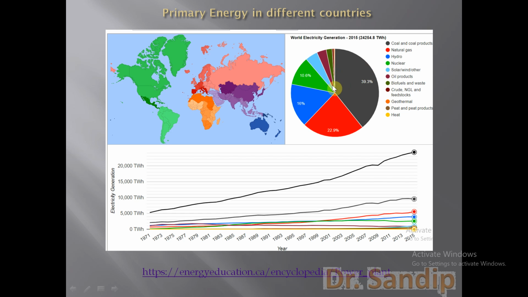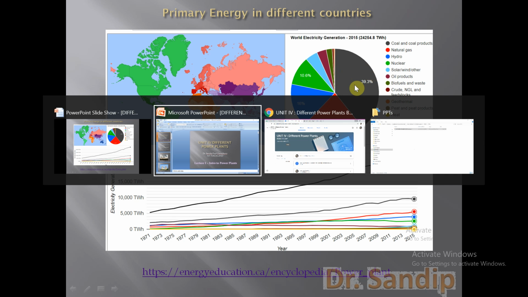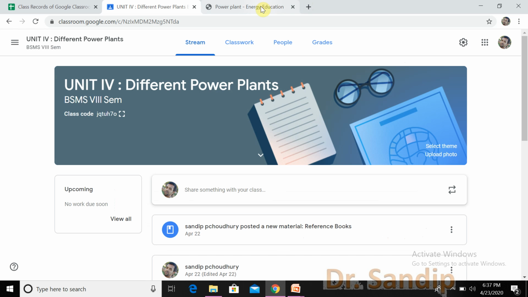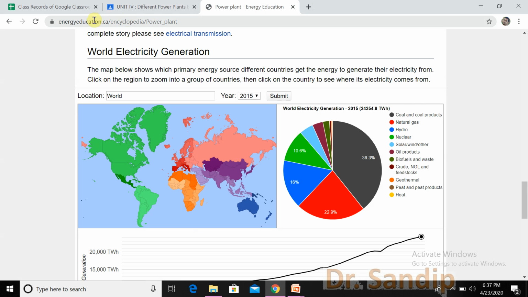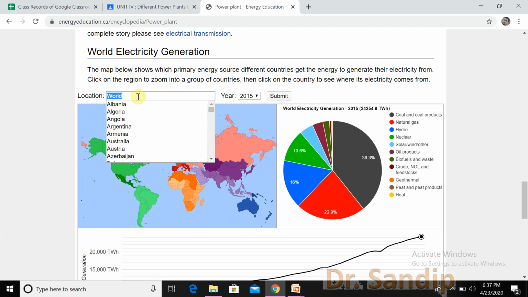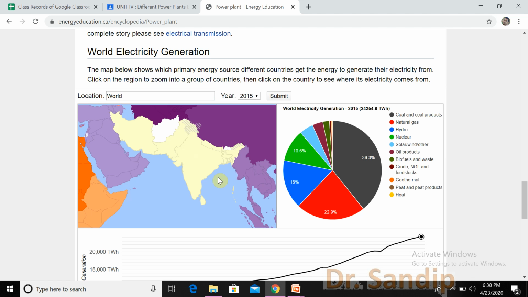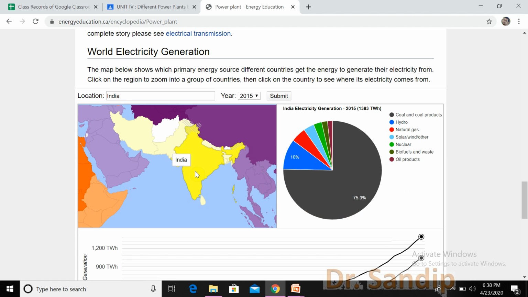Before we proceed further, let's look at the picture of India. You can go to this web page, energyeducation.ca, the encyclopedia page on power plants. If you go there, you can look at the world electricity generation, and we have the picture of the world. Now let's type India, or you can just look at the map and click here. We click here, we have the subcontinent region, and then we click again, and we have the Indian image.